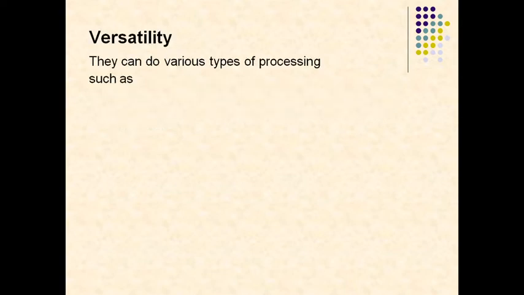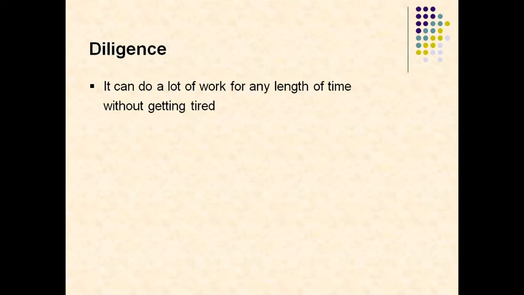Next, diligence. So what is the meaning of diligence? It is nothing but it can do a lot of work for any length of time without getting tired. Okay, students, because computer is an electronic device, it is a machine, it doesn't get tired. It can work for a long length of time. Okay, students, that is the meaning of diligence. So this is one of the characteristics of computer.